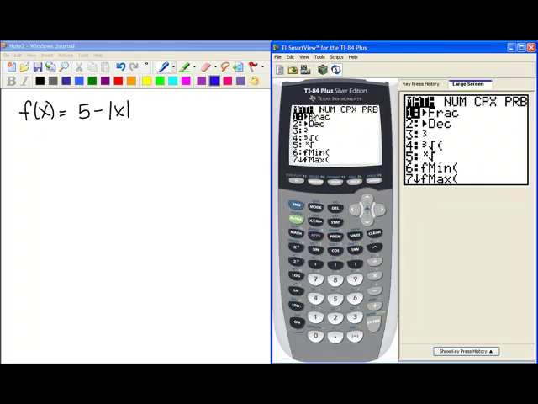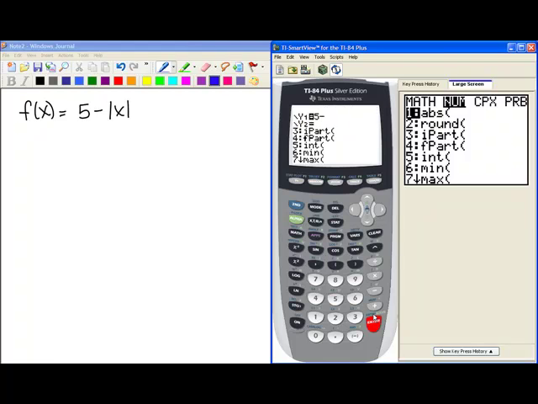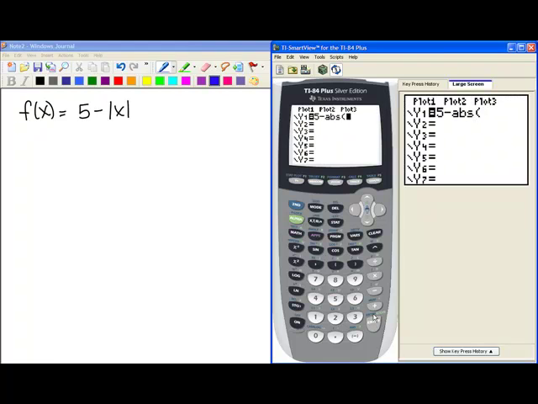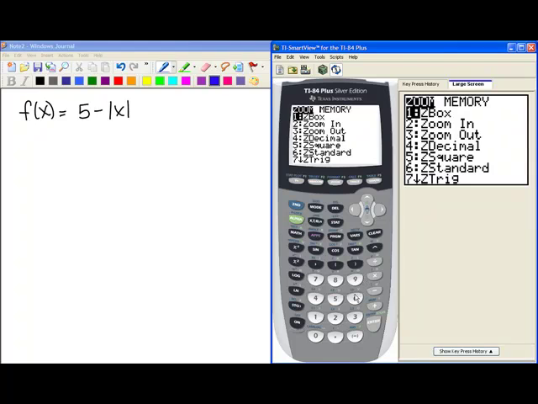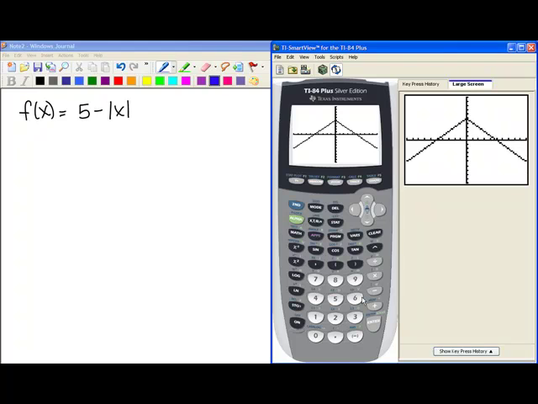Now after I press the math button, I need to press the right arrow to highlight the number menu, and number 1 is ABS, or absolute value. Now after this, I need to press an X. It's the absolute value of X, and then close the parentheses. Now to make sure everyone's calculators are on the same settings, I'm going to press Zoom, Zoom at the top, and then number 6 for a standard window.